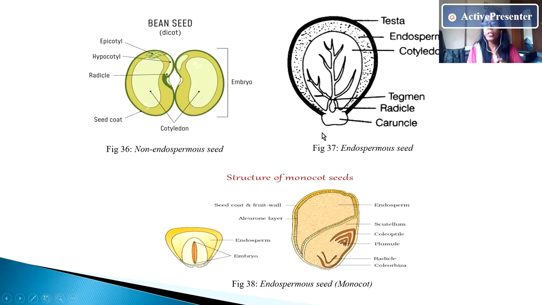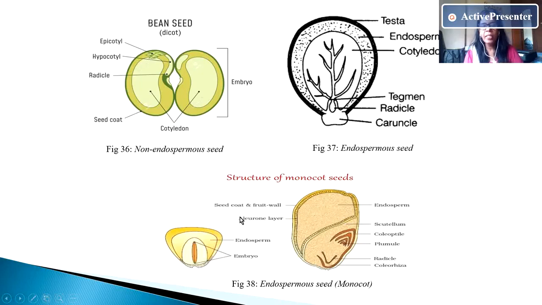So this is endospermous seed, that is castor, that is caruncle, radicle, tegmen, and the testa. Testa is the outer seed coat, tegmen is the inner seed coat, endosperm is present, cotyledons. And structure of monocot seed.